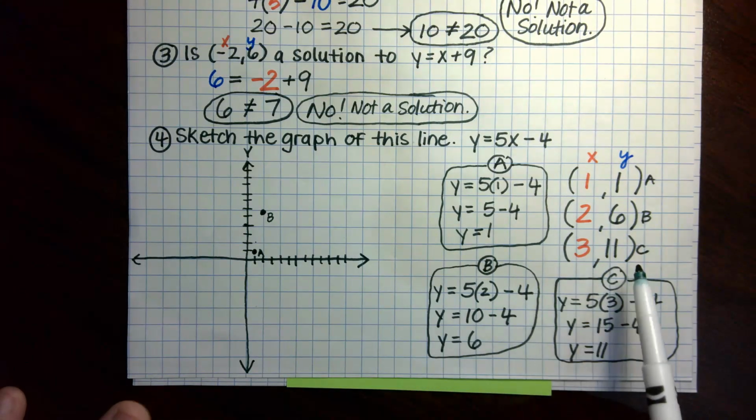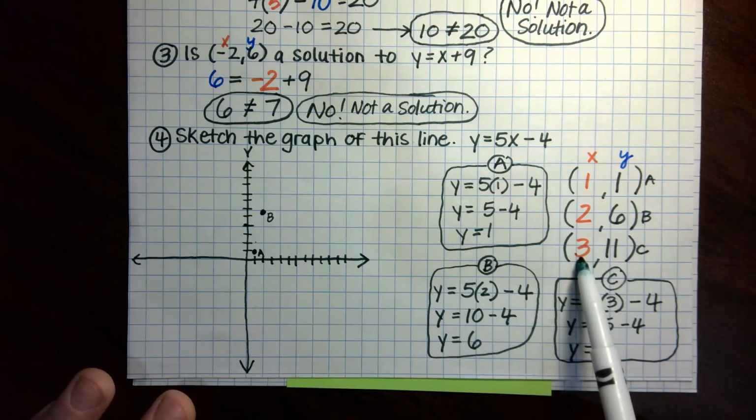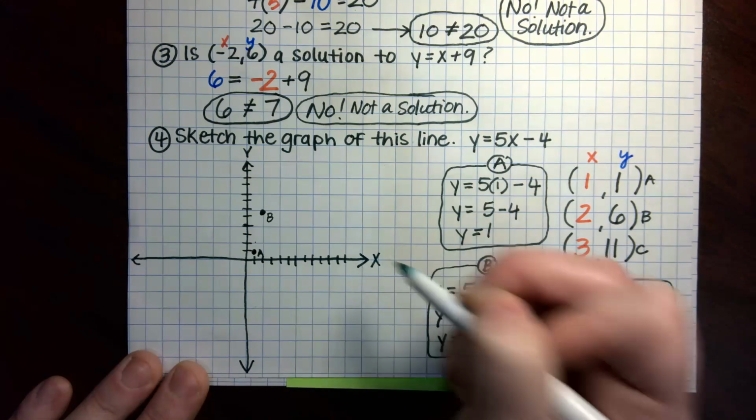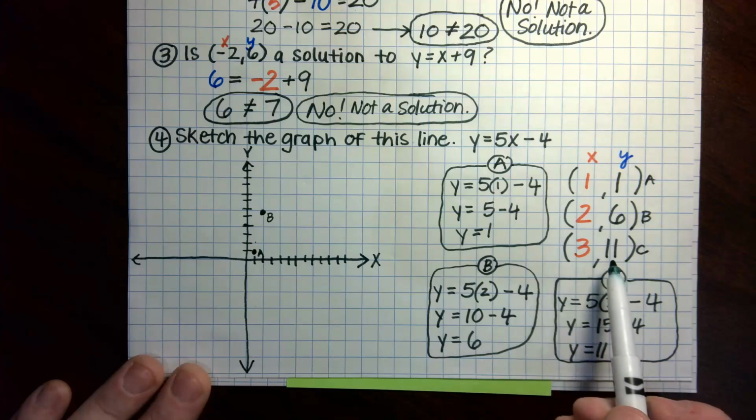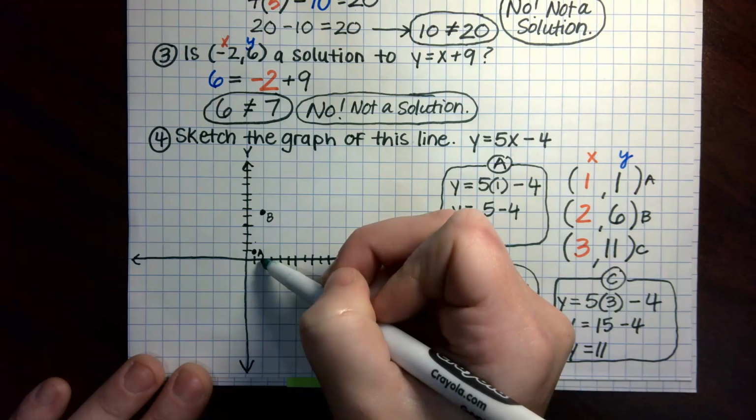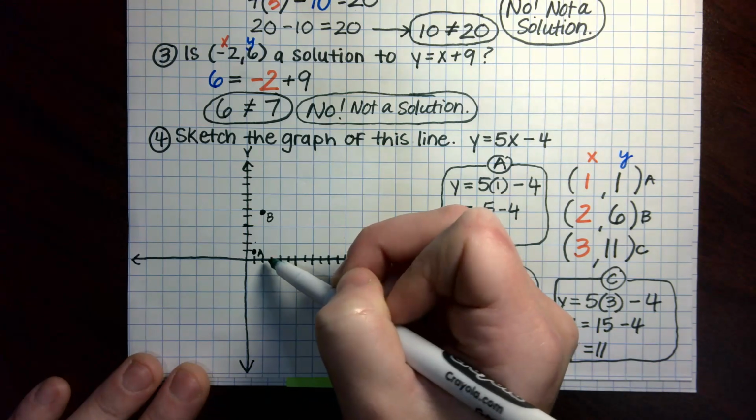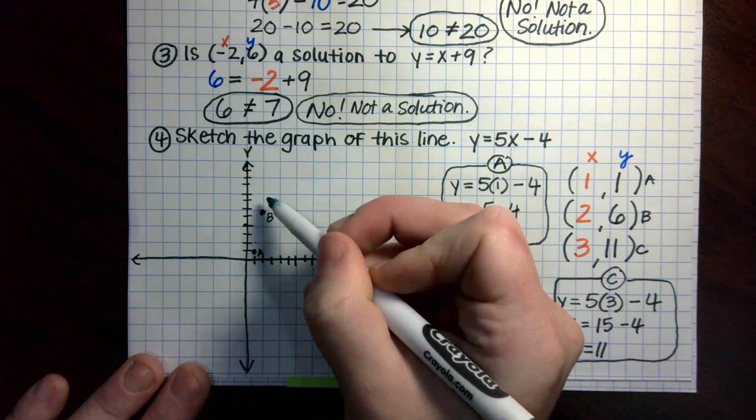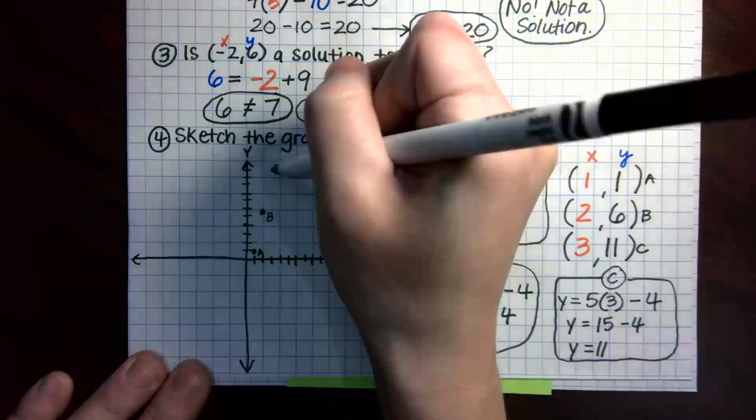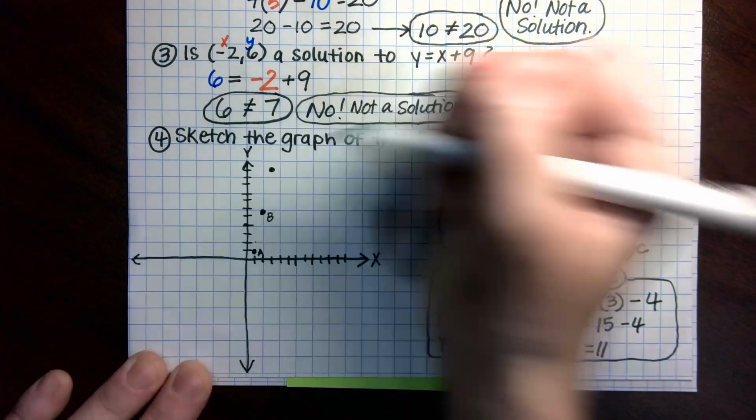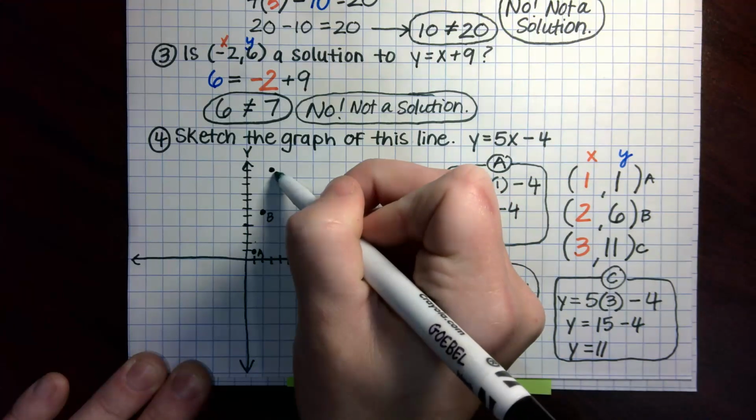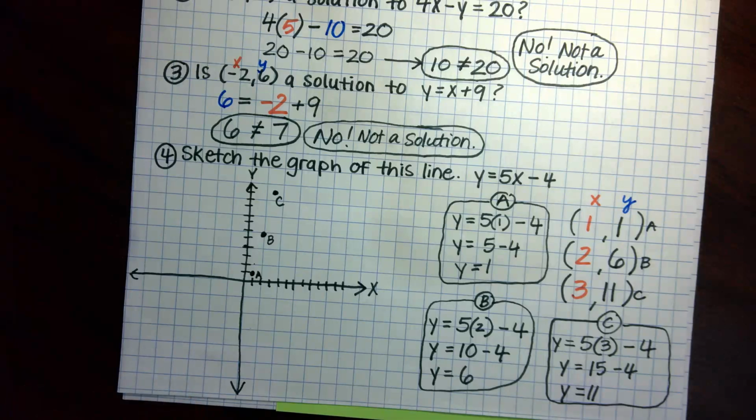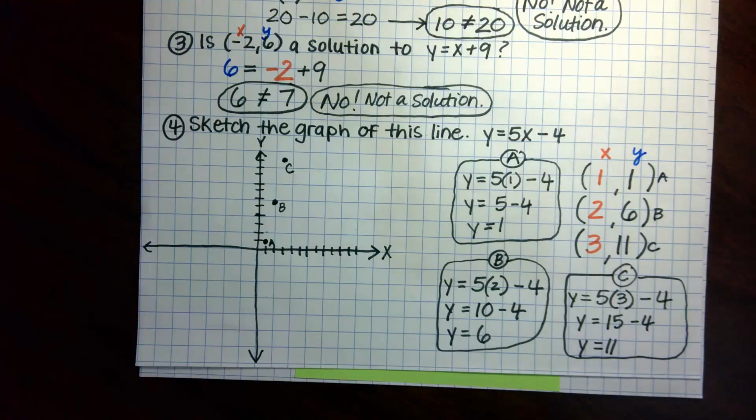And for C, we're going to do the same thing. We go over 3 for X. Oh, I forgot to label my X-axis. There we go. And then up 11 for the Y. So we're going to go 1, 2, 3, 2, 4, 6, 8, 10, 11. Right about here. And that is point C. Okay. Now we have plotted our 3 coordinates. The directions tell us we need to be sketching a graph of this line. So what do we need to do as our final step here?